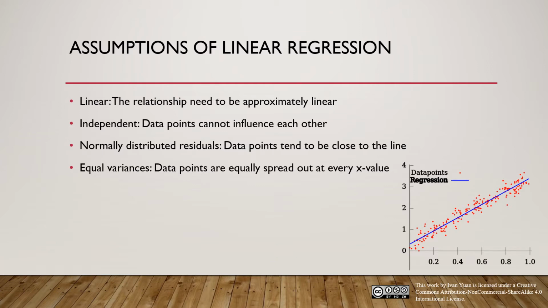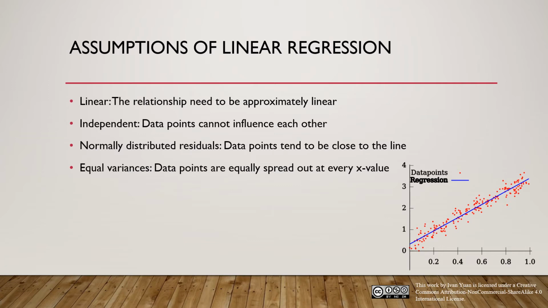Now, let's look at the four most important assumptions of linear regression. You can remember them really easily by using LINE: linear, independent, normally distributed residuals, and equal variances. Essentially, here is what these four assumptions state. First, linear. You need to have an approximately linear relationship to properly use linear regression. For example, in the example on the right, you can see that the correlation between the x and y variables is close to being linear. Second, independent. It means that the data points are independent from each other and they do not influence each other.